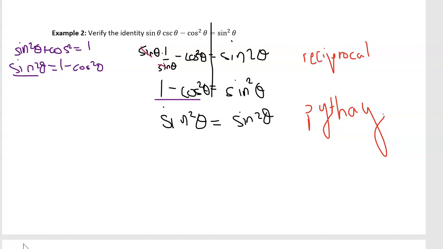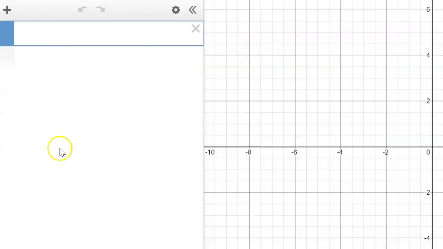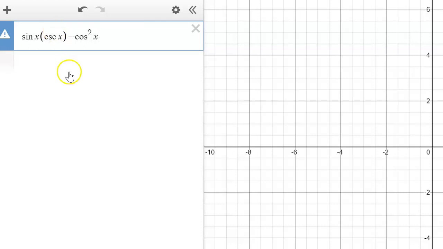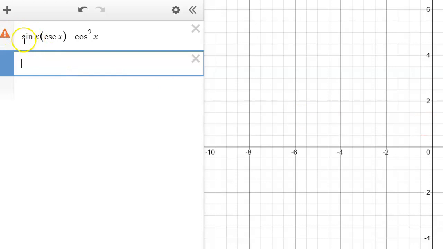So I'm going to pause the video, open up Desmos, and show you how to graph this equation to verify that it's true. Okay, we're back, and this time we're in Desmos, and what I'm going to do is type in the left side of the expression, which was sine times cosecant, and I'm using x, but you could use t or theta or anything like that, and it was minus cosine squared x, and that's giving me an error.